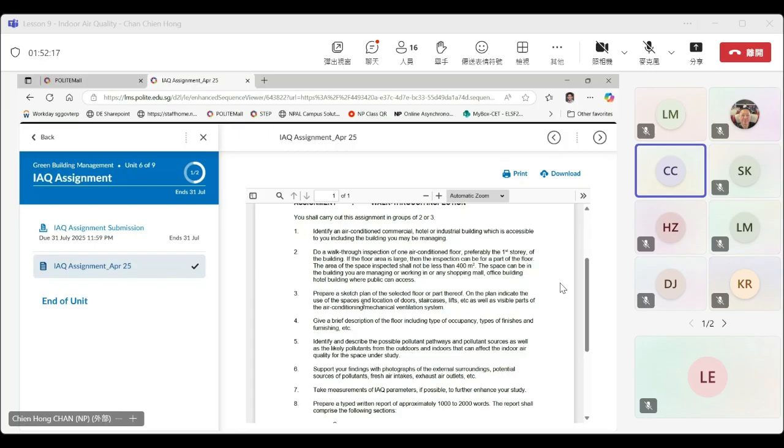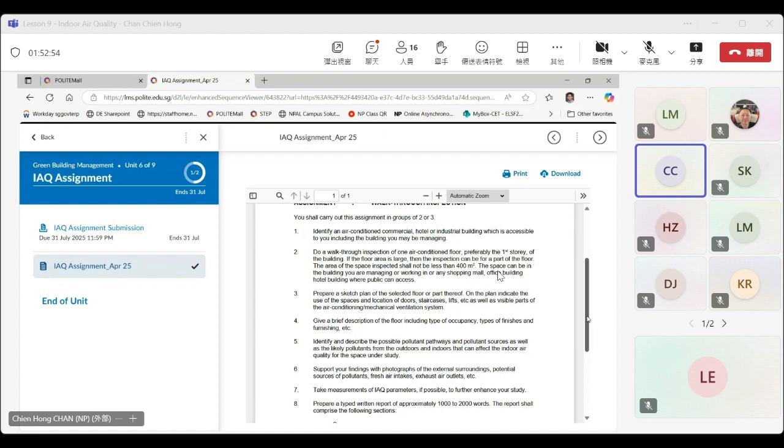Where is the door? If there are any staircase or lift, you can mention it. If it's just a space that doesn't have the staircases or lift, it's okay. But at least show where the doors are, because the pollutants may come in through the doors, through the vents, and more importantly, the air conditioning and mechanical ventilation systems.